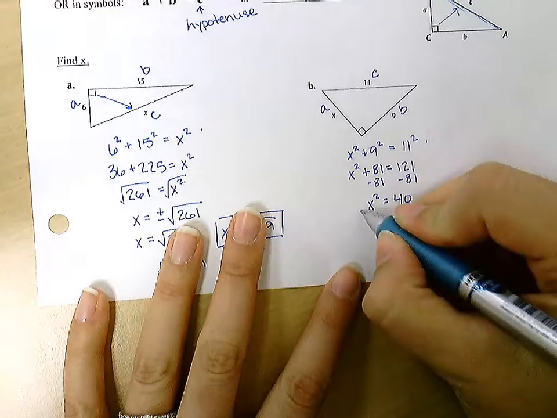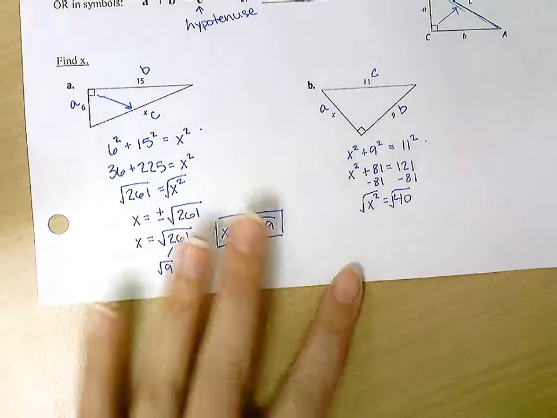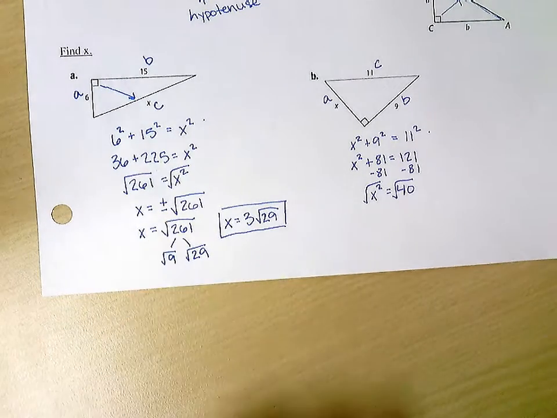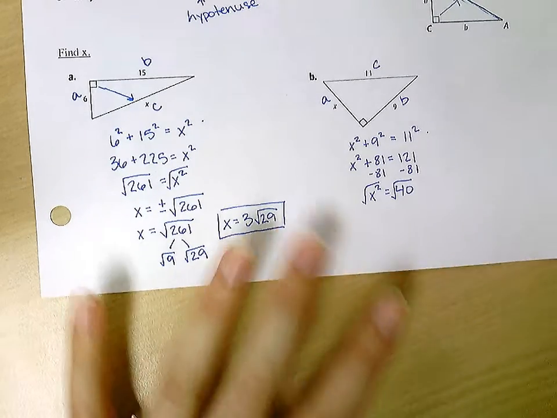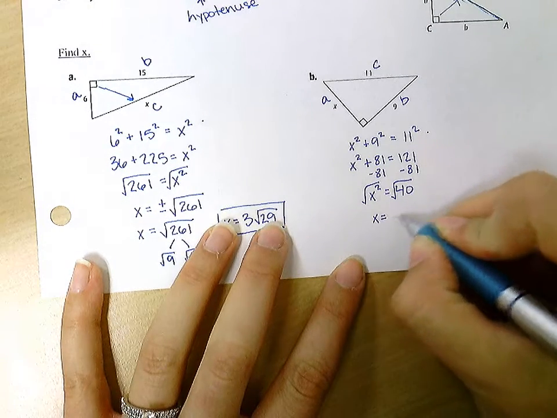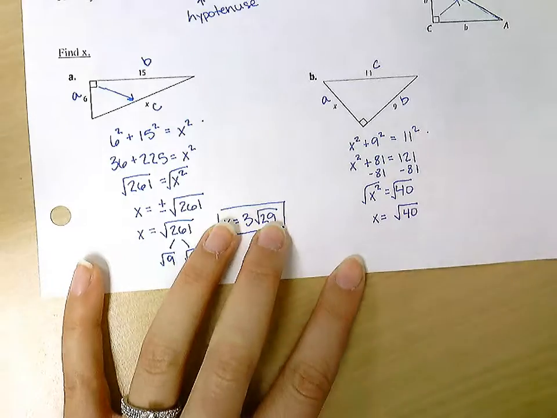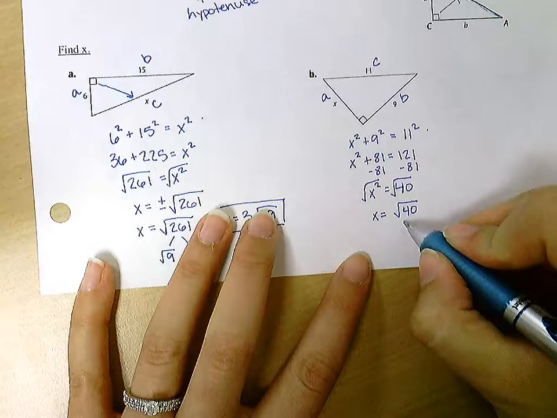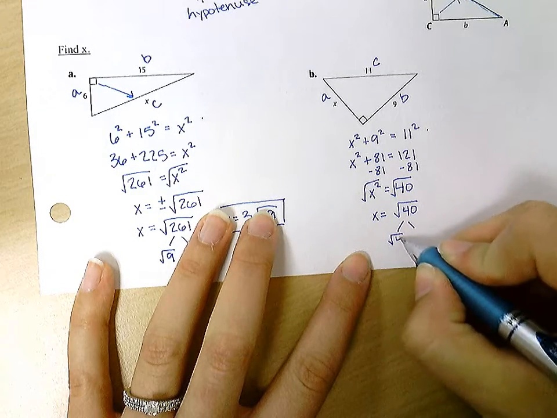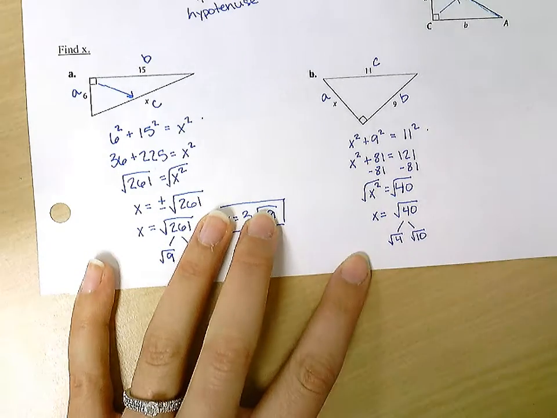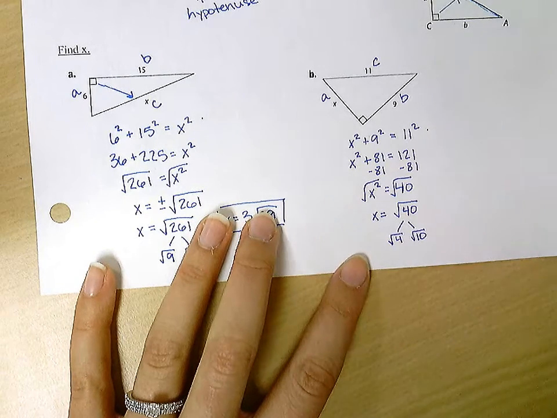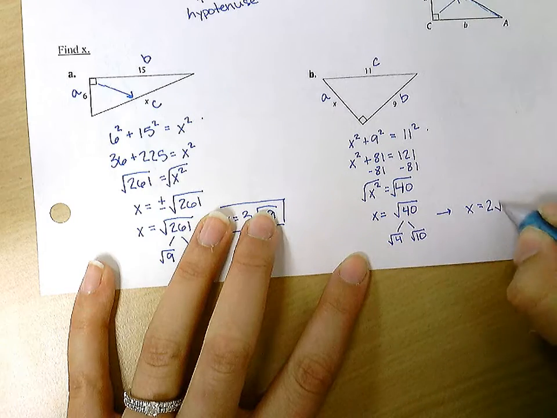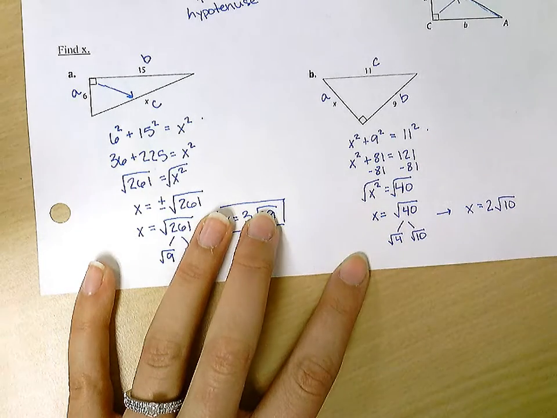And again, I want to take the square root of both sides. Keeping in mind I do get this plus and minus value when I do that, but since I'm talking about the side length of a triangle, it will just be a positive. And then this square root of 40 does simplify, so I can split this into the square root of 4 times the square root of 10. So I end up with x is equal to 2 times the square root of 10.